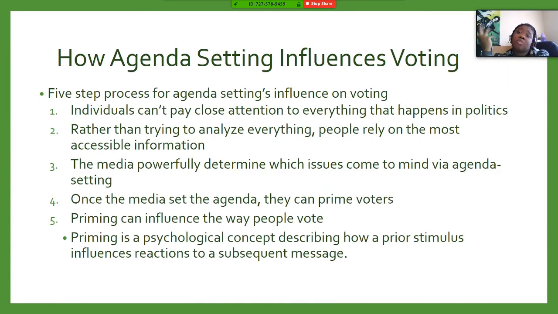And of course, recall that we talked about how agenda setting influences voting, the five-step process for agenda setting's influence on voting. Individuals can't pay close attention to everything. The media tries to determine which issues come to mind via agenda setting. Once the media sets the agenda, they can prime voters. And of course, priming influences the way people vote. And then ultimately priming is the psychological concept that describes how a prior stimulus influences reactions to a subsequent message.